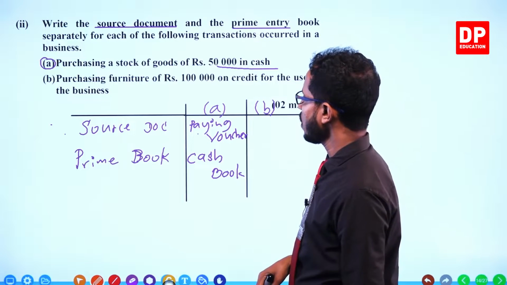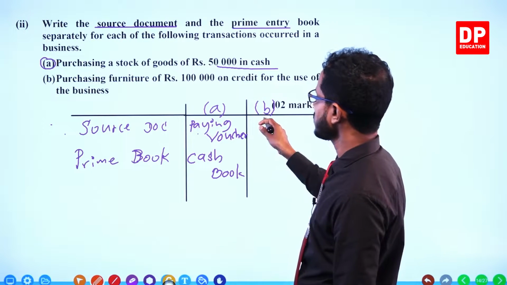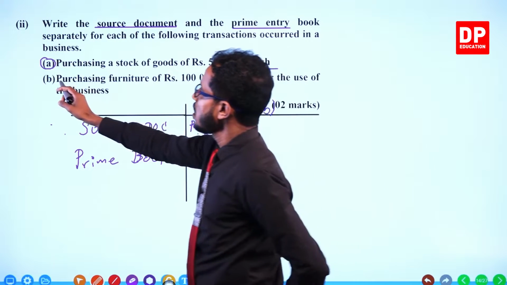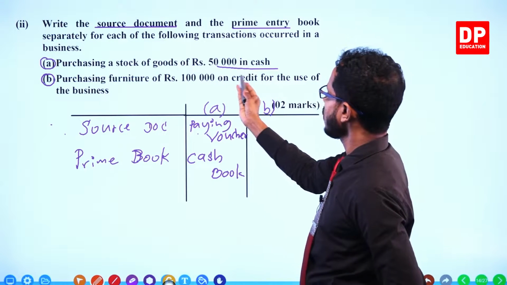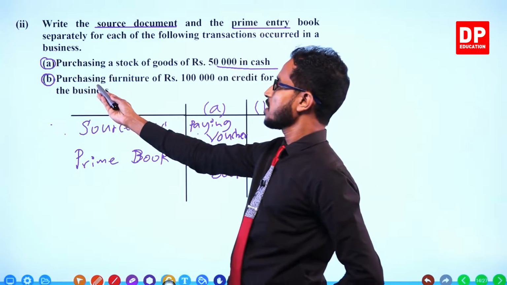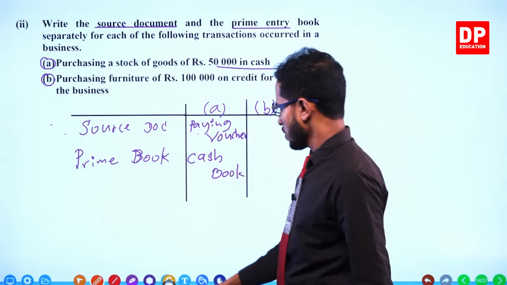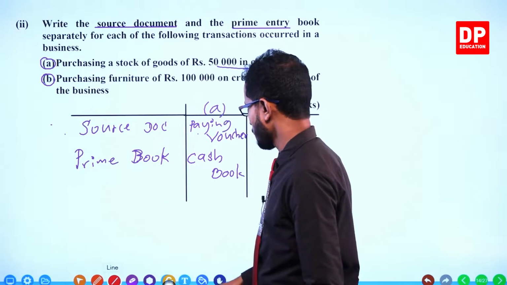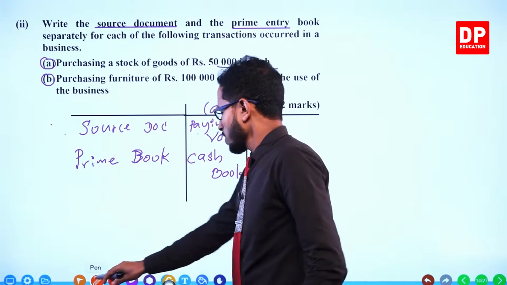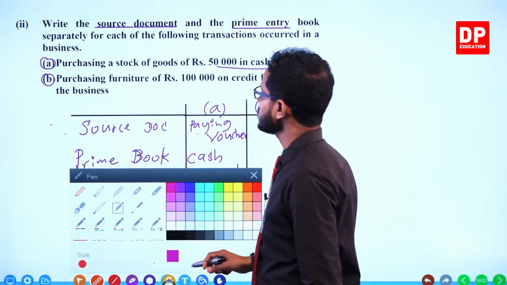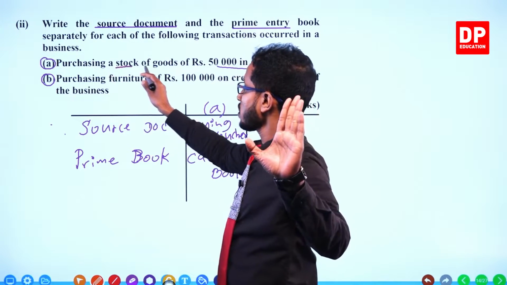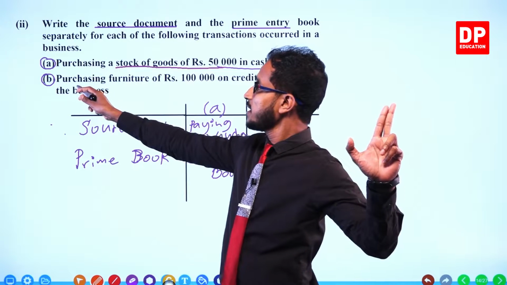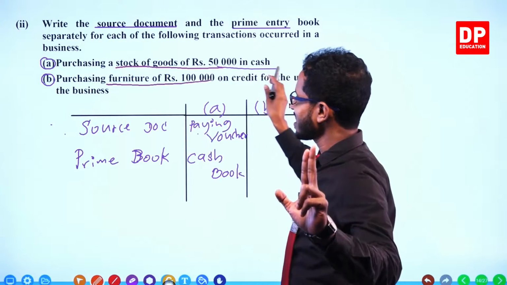Okay. Now B, transaction B. Purchasing furniture of 100,000 on credit for the use of the business. This is something else, huh? This is not purchasing of stock. A was stock, but B is purchasing assets.